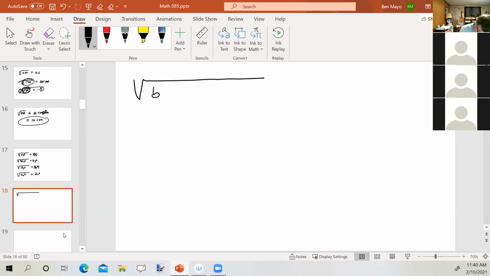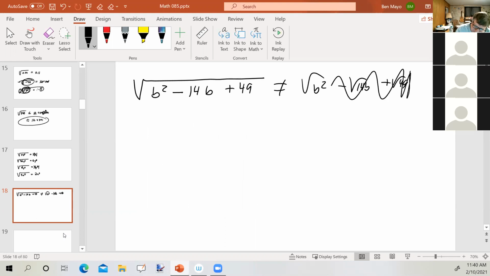We've got the square root of b squared minus 14b plus 49. Now, this is not equal to the square root of b squared minus the square root of 14b plus the square root of 49. We can't do that with it, but we can do this. The trinomial inside is a perfect square. B minus 7, the quantity squared. Okay? So what's the square root of b minus 7 squared?